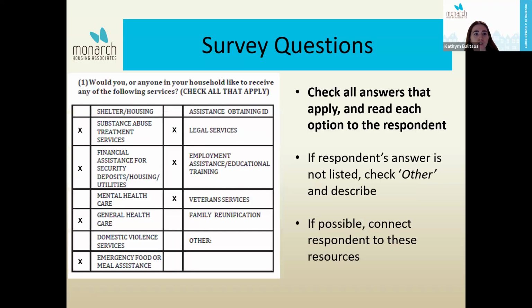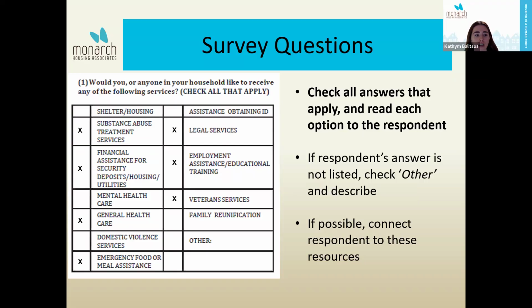Okay. So we're going to go through each of the survey questions from there. One of the first questions is, would you or anyone in your household like to receive any of the following services? With any of these, you're always going to want to read all the options to the person you're speaking with.